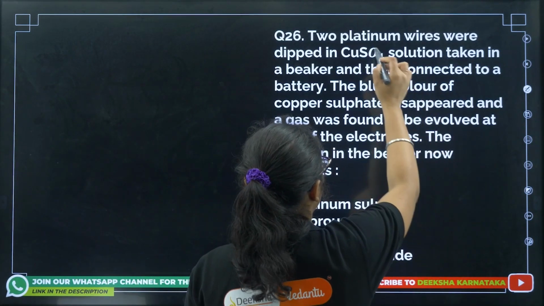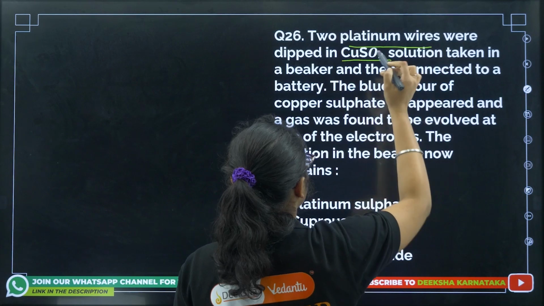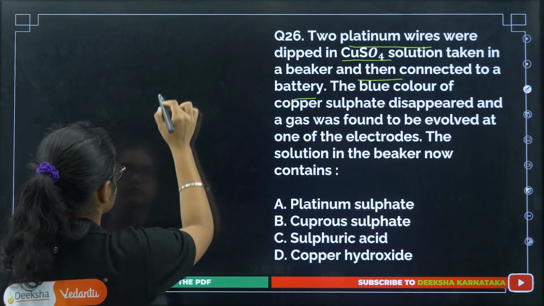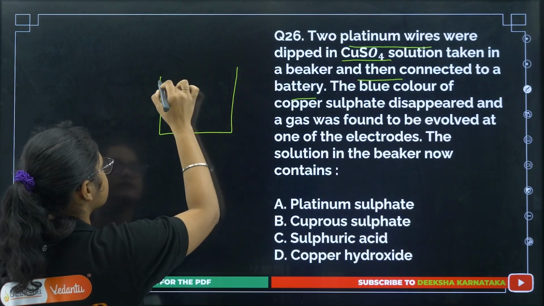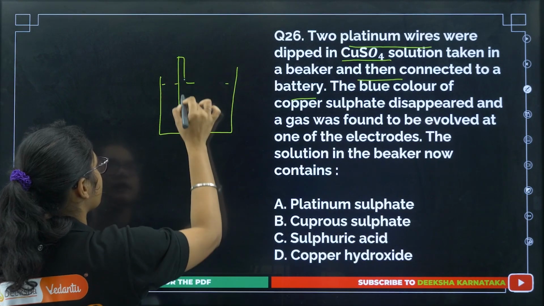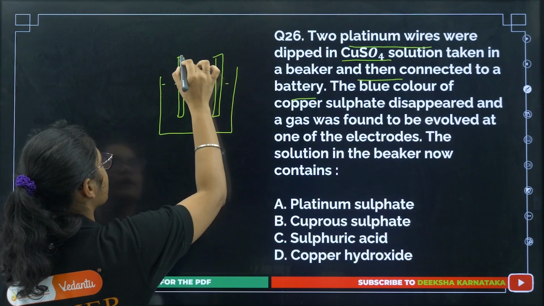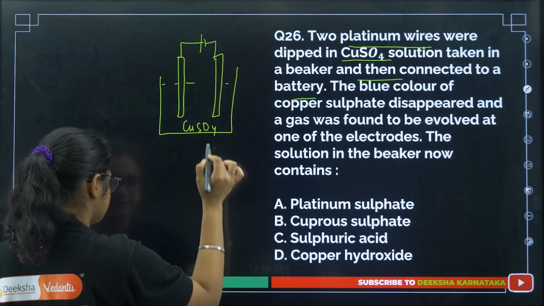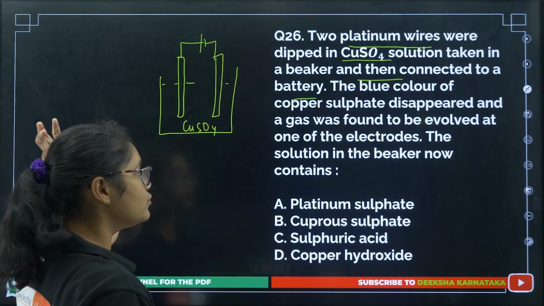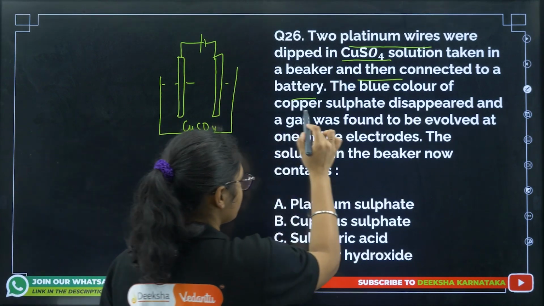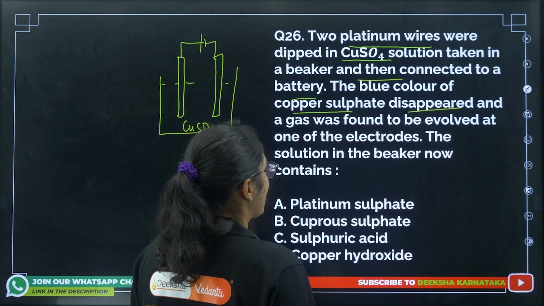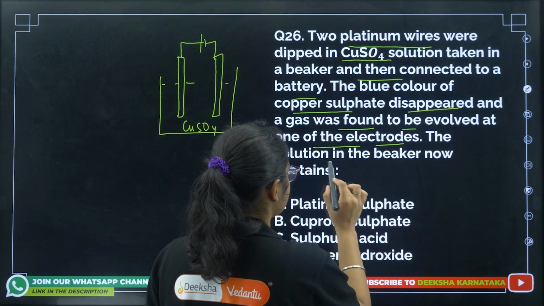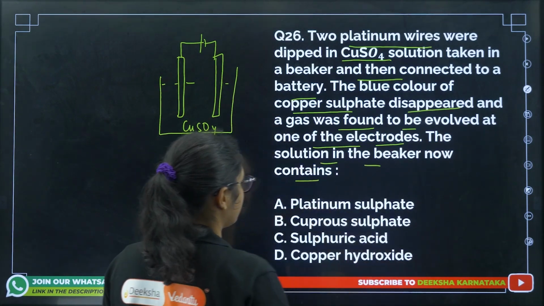So 2 platinum wires were dipped in copper sulfate solution, taken in a beaker and then connected to a battery. So we have it like this. This is a solution. Here 2 platinum electrodes are there. Okay, and then it is connected to copper sulfate solution. Now the blue color of the copper sulfate disappeared and a gas was found to be evolved at one of the electrodes. The solution in the beaker contains what?